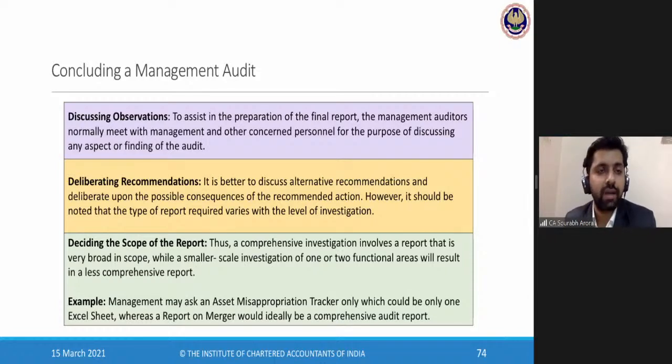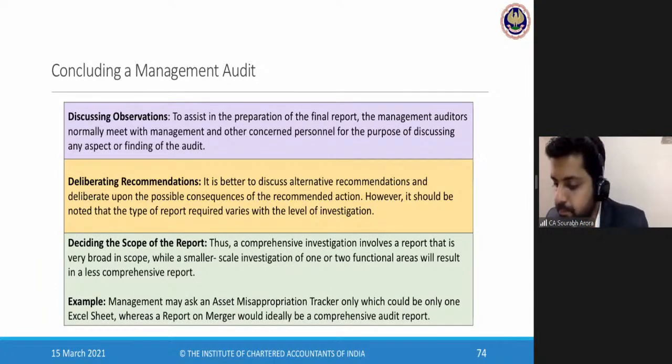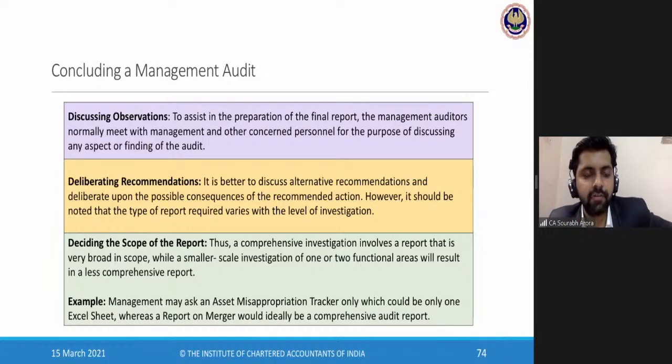Do not issue your final audit report before discussing the observations with the auditee. To assist in preparation of the final report, the management auditors normally meet with the management and other concerned personnel for the purpose of discussing any aspect or finding of the audit. Then you can deliberate upon the recommendations. Whatever recommendations you give should not be sacrosanct and final. Please give your auditee a chance to deliberate upon the recommendations that you are making, and it will actually improve the processes.